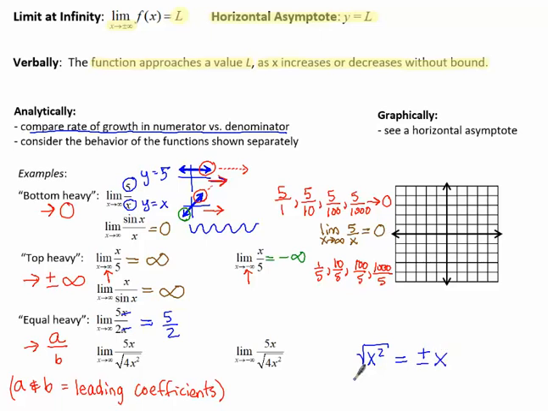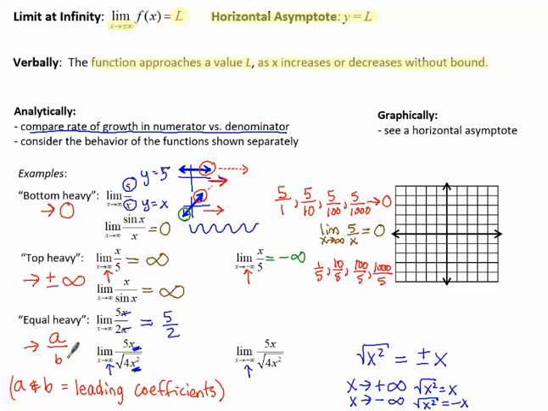It's like this. As x is approaching positive infinity, then the square root of x squared will be positive x because the x values are getting larger. But as x approaches negative infinity, the square root of x squared is going to be negative x because the x values are getting smaller. They're getting more negative. So we've got to be careful that we notice where x is headed. Ultimately, we see the square root of x squared and x, and they're growing at the same rate.